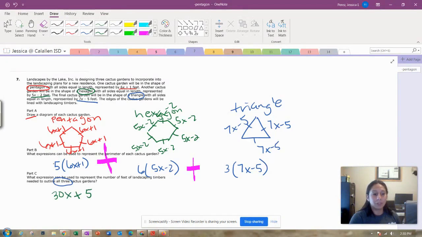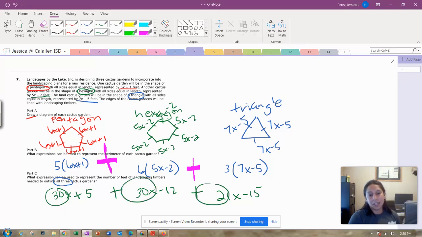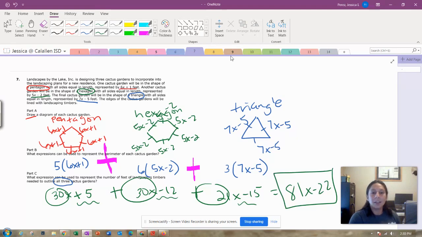Well, that's 30x plus 5. Distribute the 5. The next one would be 30x minus 12. And the last one would be 21x minus 15. So the total would be adding them all together. So I need to add up all of the x's together and then combine all of my numbers together. So the total would be 81x minus 22.